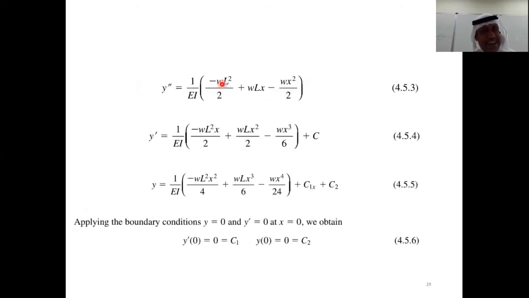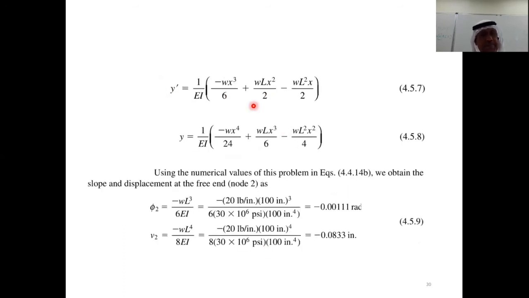Yes, we put the moment. We integrate once, we get one constant. We integrate another, we get the other constant. How do you evaluate these two constants? The deflection at x equal to 0 is 0, and the slope at x equal to 0 is 0, right? Cantilever. Find C1 and C2. Put them back. You find the deflection and you find the slope.